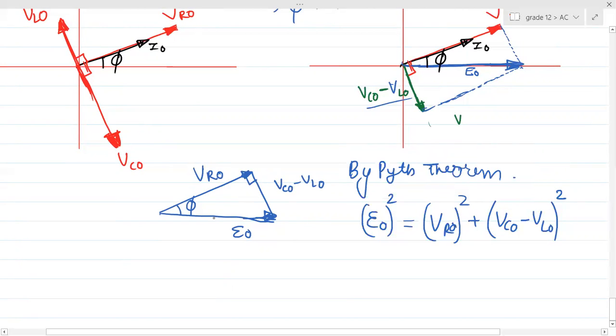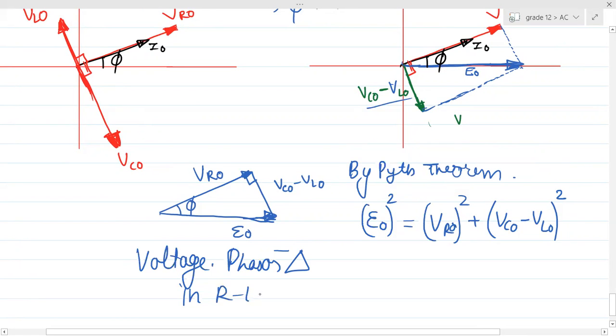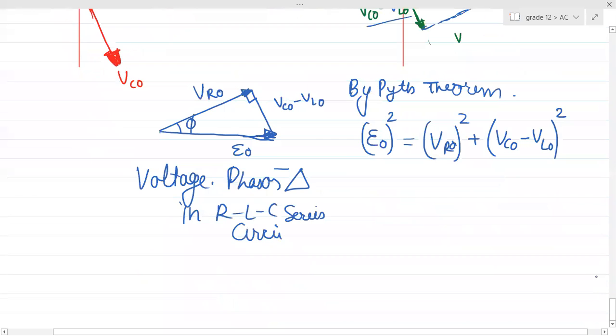This triangle which we have made is basically called the voltage phasor triangle in an RLC series circuit. Is this clear? From here, you can calculate the value of E naught, but generally E naught will be given. These are what you need to find out.